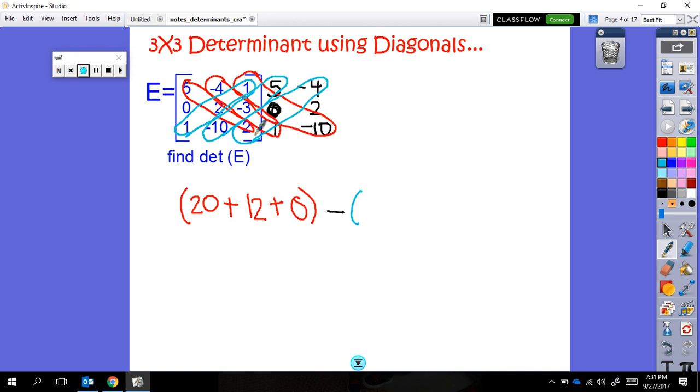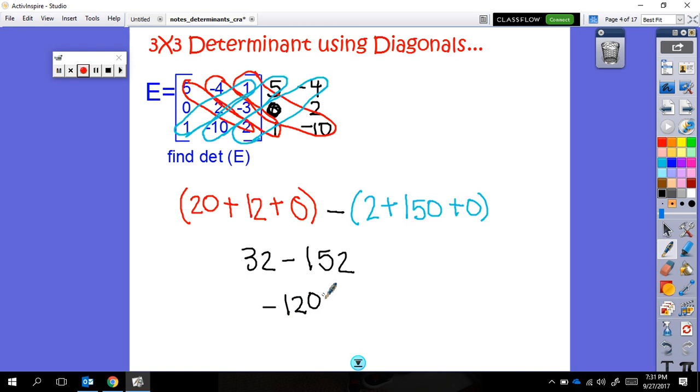That 1, 1, 2, 1 diagonal is a 2, plus negative 10, negative 3 is 30 times 5 is 150, and then 2 times 0 times negative 4 is 0. Now it's just a simple problem. 20 plus 12 is 32, minus 2 plus 150 plus 0 is 152. That makes it negative 120.